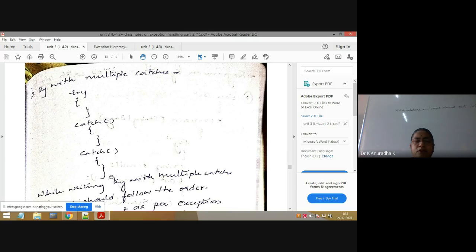I can write one more catch. Next, I can write one more catch like that. For one try, I can use any number of catch blocks. I will explain what is the purpose of writing like this.